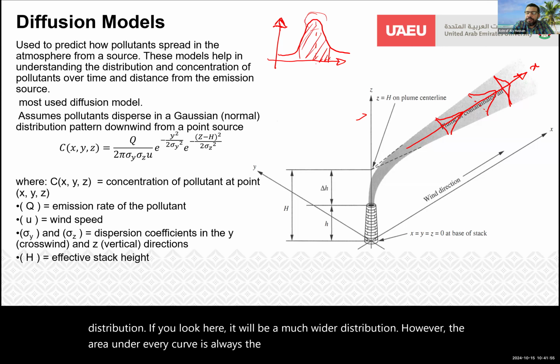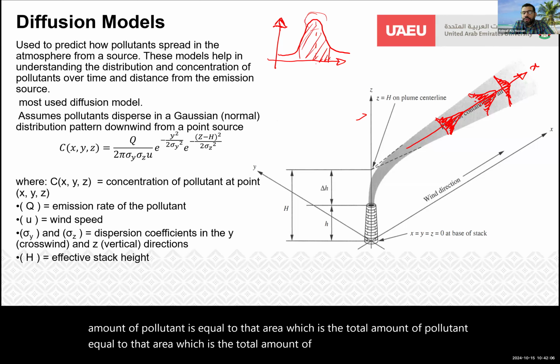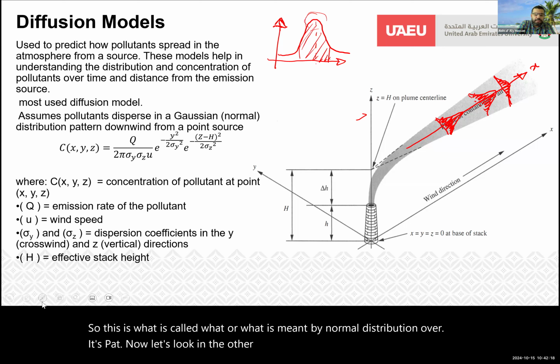So this area, which is the total amount of pollutant, is equal to that area, which is the total amount of pollutant, equal to that area, which is the total amount of pollutant. So this is what is meant by normal distribution over its path. Now let's look in the other direction. Let me use a different color.